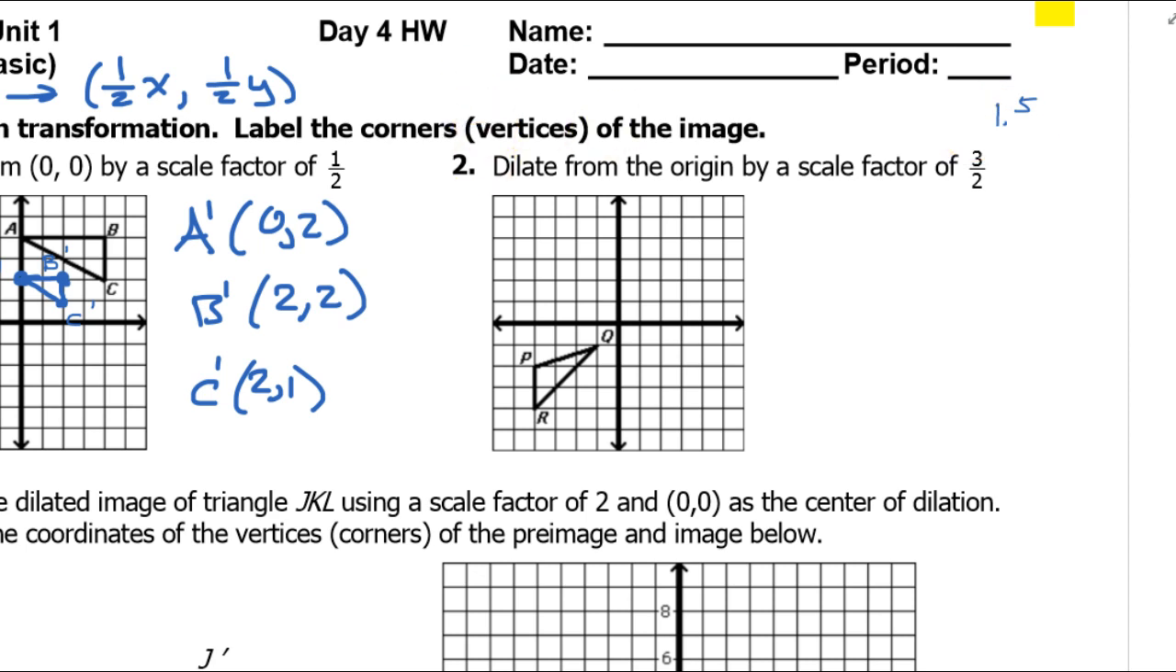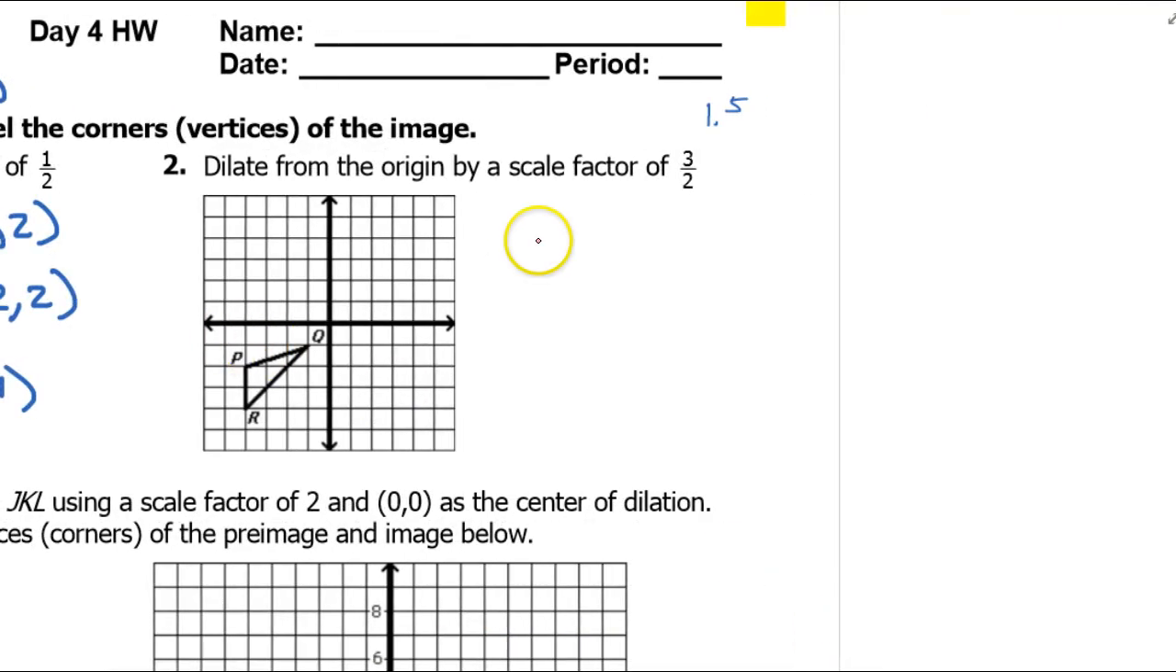Okay, so let's again write down the original coordinates. Point P is the point -4 comma -2, and point Q is -1 comma -1, and point R is -4 comma -4. That's not a very good -4.